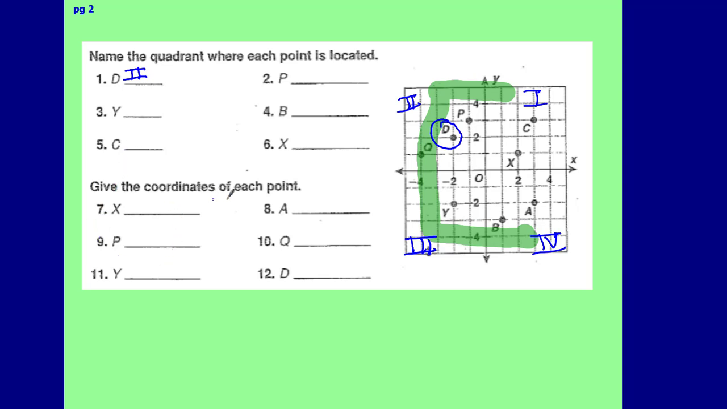Okay, 7 through 12, give the coordinates of each point. So you're going to be given the x and the y coordinates. So point X is right here. We're going to start at our origin, which is right here, and we're going to move over and we'll see that our point X falls at the value of 2 on the x number line. So we start our parentheses, our x coordinate is a 2, put a comma, and then if we go over to our y-axis, it falls at 1. So we put a 1 for the y coordinate and close our parentheses. So the ordered pair for point X is (2, 1).